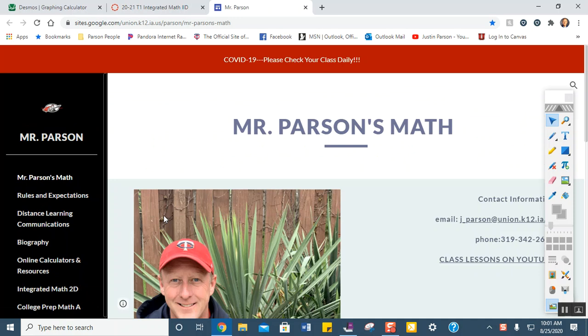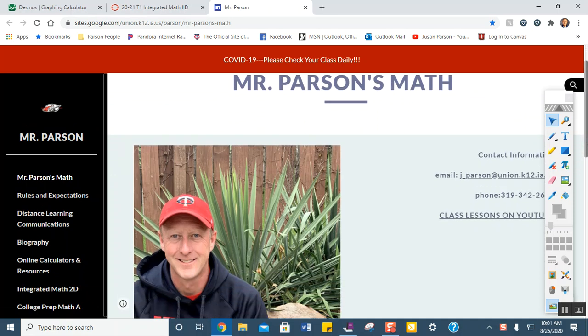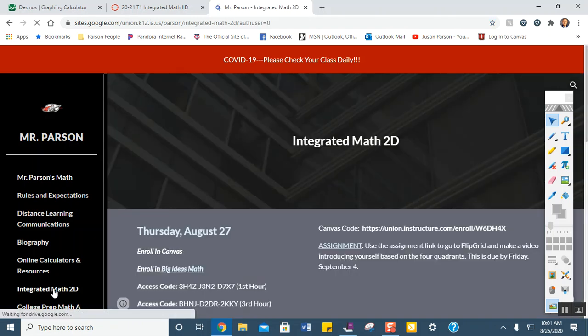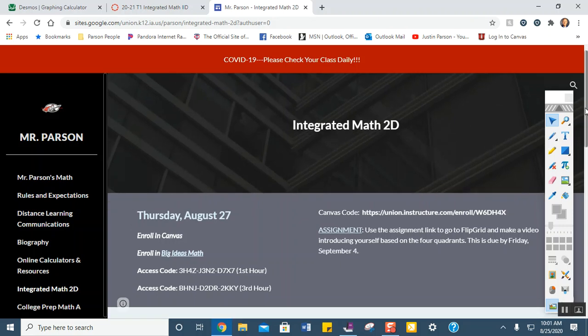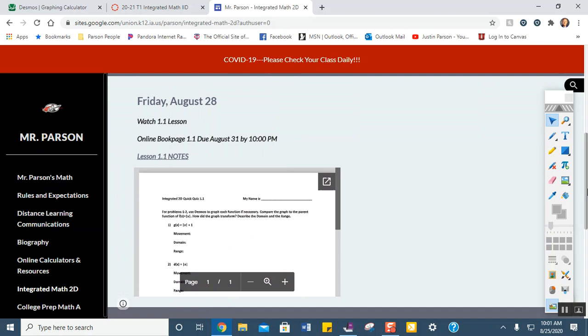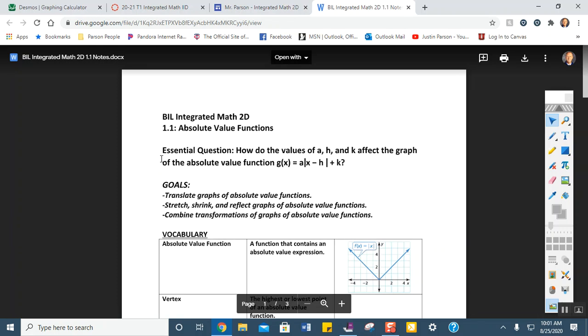Since we're in integrated math 2D, you're going to want to click on this tab over here. It says integrated math 2D. Now if you notice right here, this is going to be the lesson for Friday. And for Friday, there's going to be a link in each of these days when we do a lesson. So in this link where it says lesson 1.1 notes, you'll probably want to pop that open. And it should take you to exactly what I have in front of me.